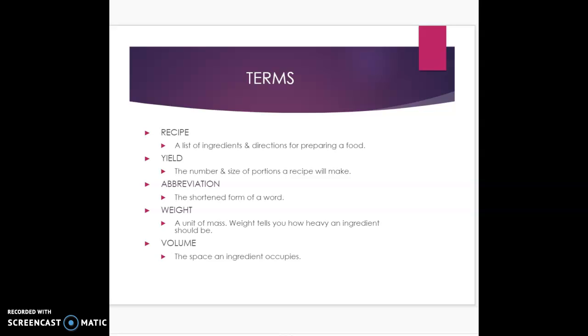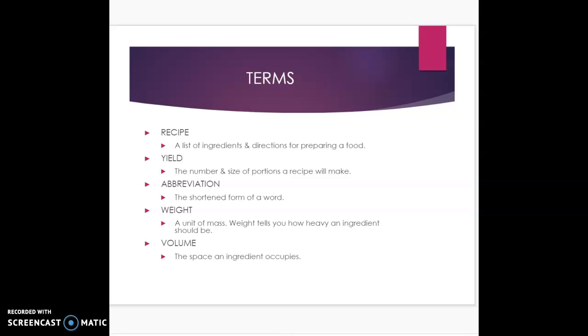The term yield is not to slow down in cooking. It is going to tell us the number and portion size that a recipe will make. So if I make chocolate chip cookies and it says this recipe yields a dozen, that means it's going to make 12. Then we have abbreviation, which is the shortened form of a word.